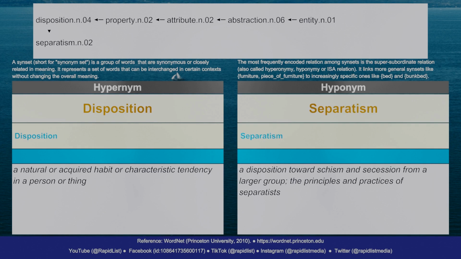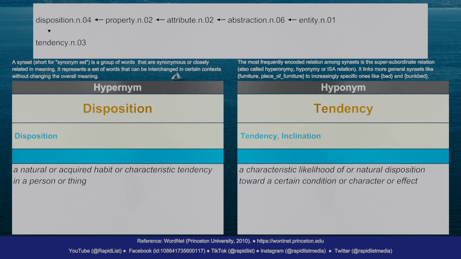Separatism. A disposition toward schism and secession from a larger group, the principles and practices of separatists. Demands for some form of separatism on grounds of religion have been perceived as a threat to mainstream education. Tendency. A characteristic likelihood of our natural disposition toward a certain condition or character or effect. The alkaline inclination of the local waters.